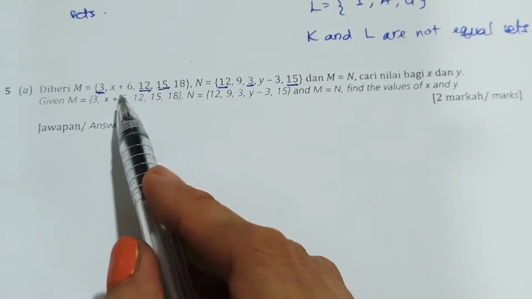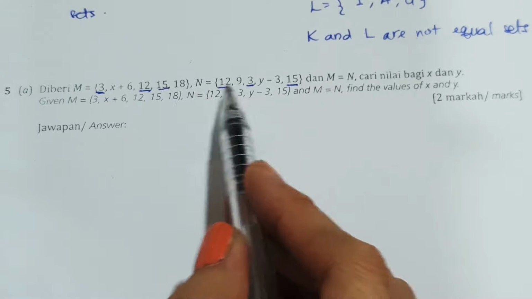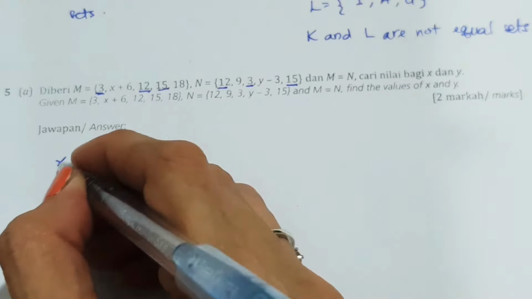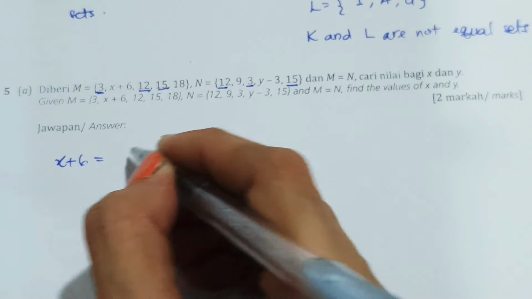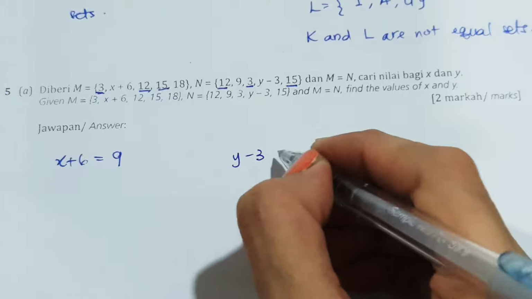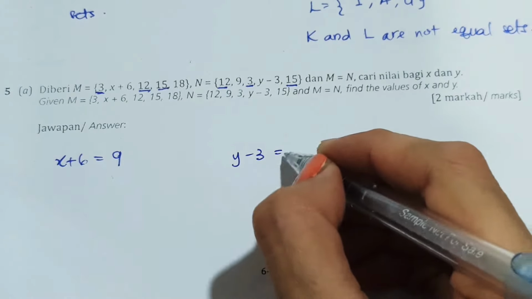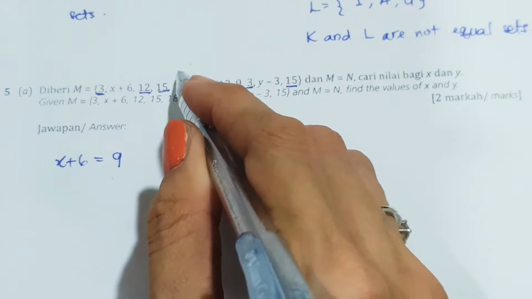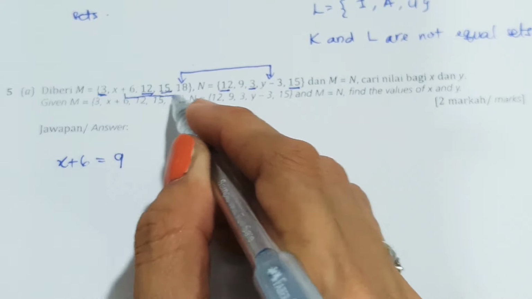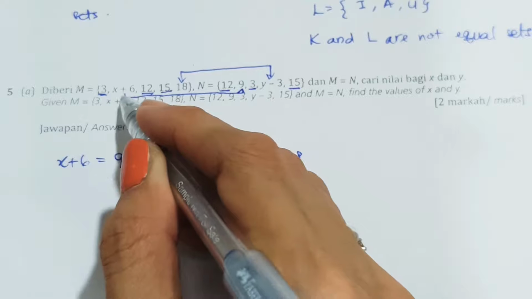So we compare like this. 18 can't be 9, therefore 18 must be equal to y minus 3. So x plus 6 equals 9, and at the same time, y minus 3 equals 18. We compare like this. This equal to this, and this equal to this.